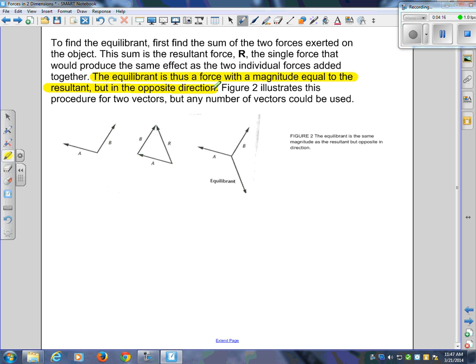I don't know about that. You said add vectors, find resultant, switch direction. Exactly. Figure 2 illustrates this procedure for two vectors, but any number of vectors could be used.